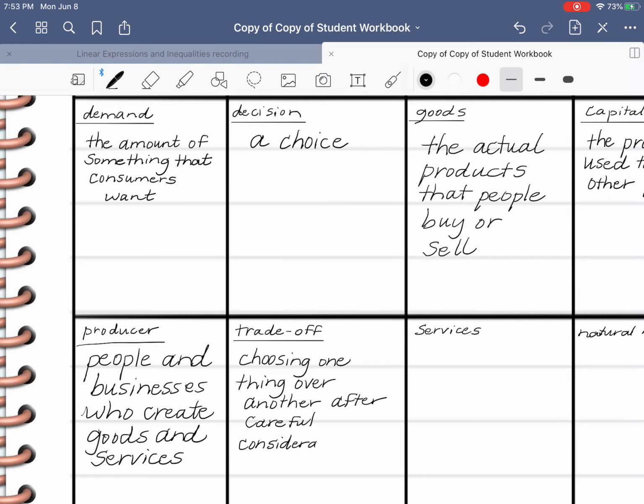So let's go back to my car example. Let's say that I decide to keep my old car and go with the cheaper car. So I am trading off the features of that nice car that I wanted, but the trade-off is that I get to keep my old car. I'm making a choice after careful consideration.